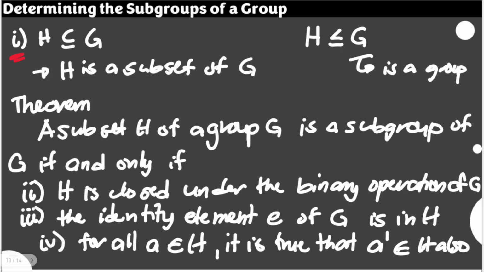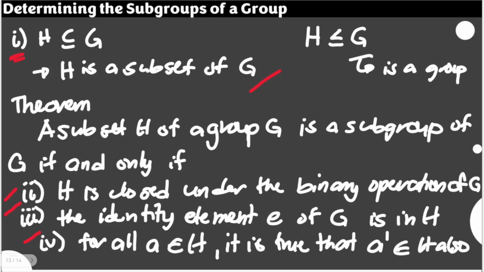So this is how we determine the subgroups of a group. First and foremost, it should be a subset. I have noted that here because sometimes this is actually disregarded, but it should be like that. And then the considerations are the closure property, the existence of the identity element, and the existence of the inverse element for all elements in H.